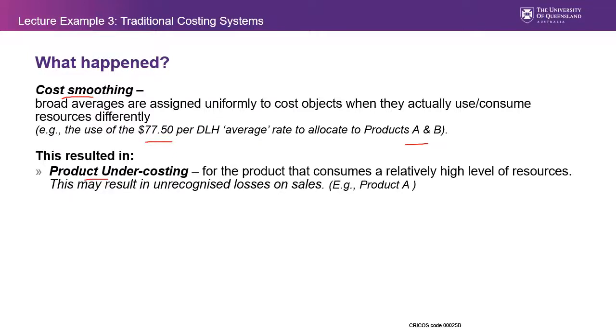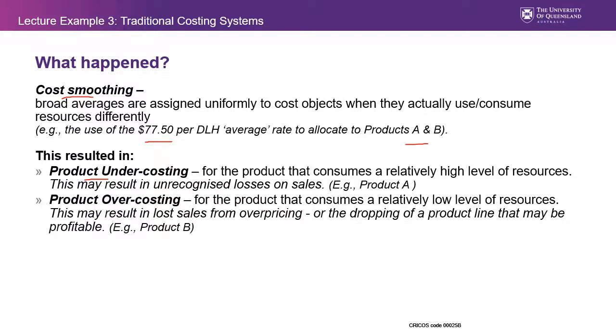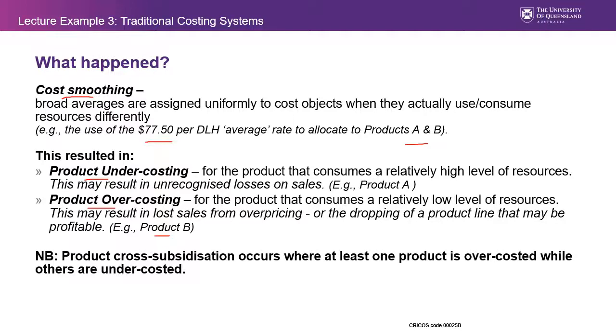So A was undercosted for the product that consumed a relatively high level of resources, and it may result in unrecognised losses on sales. And product overcosting: product B was overcosted, so that product consumes a relatively low level of resources, so it used less of assembly, which was a high cost department, and may result in lost sales from overpricing or the dropping of a product line that may appear to be profitable. So product cost cross-subsidization occurs where at least one product is overcosted while another is undercosted.